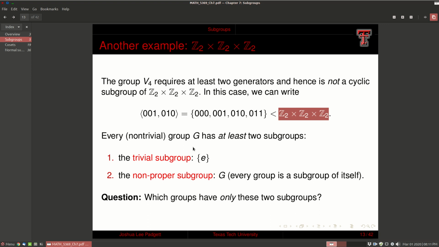Now, every non-trivial group has at least 2 subgroups. Now, what do I mean by non-trivial? The trivial group is the group that only has 1 element, and it is the identity.